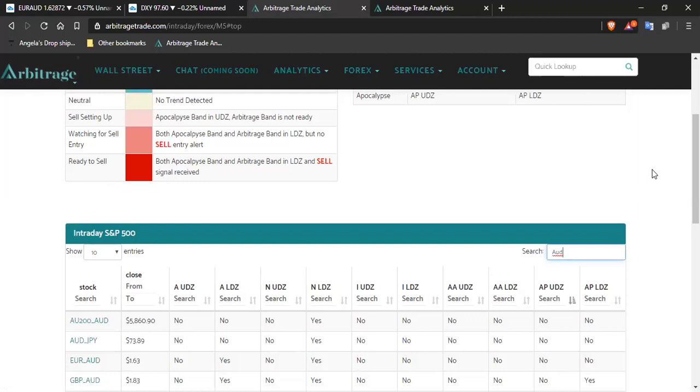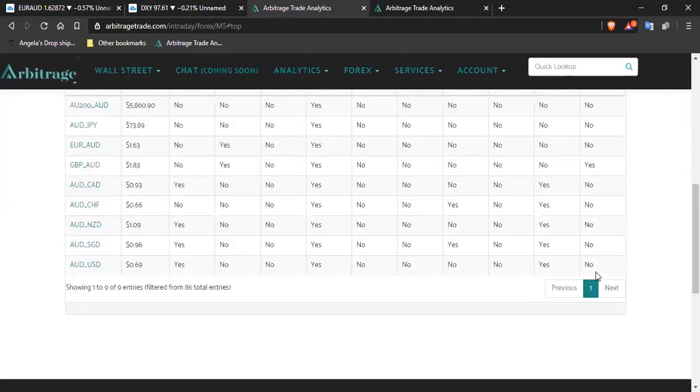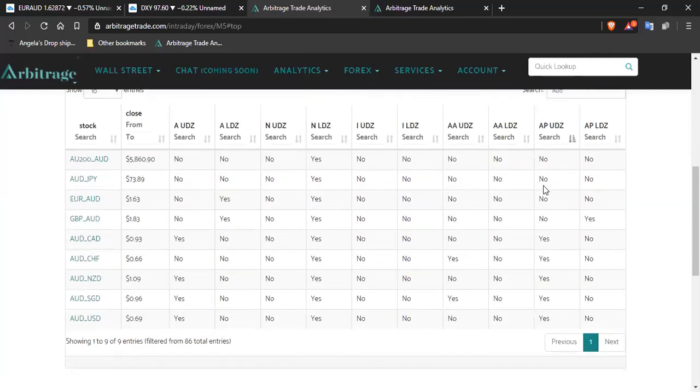AUD. No, GA is at the lower danger zone on the 5 minute. So we're having better luck this week than last week, looking through the filters, so that we can just target those. LDZ. AUD CAD looks like it's at the upper danger zone. It is at the upper danger zone, 5 minute.